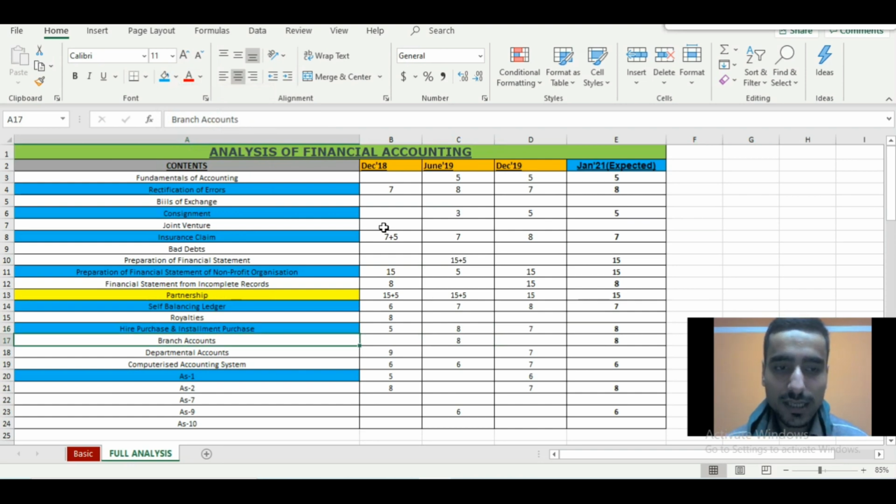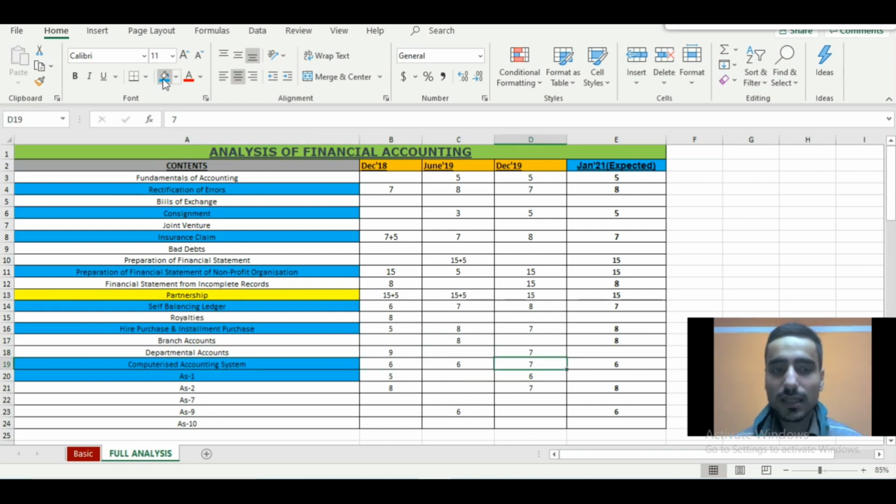For branch accounting, I think they will ask a question of branch accounting this time. As you can see the trend, first departmental accounts in December 18, then branch in June 19, then departmental in December 19. So what I think is they will be asking a branch question this time. Coming to computerized accounting system, it has been asked every time, for 5 to 6 to 7 marks. And it is a very easy topic, so I would recommend you to do it very nicely.